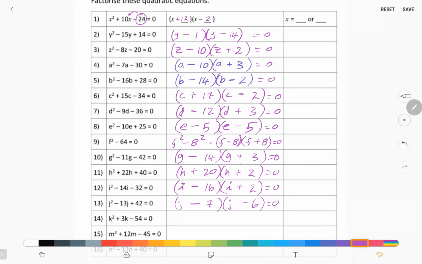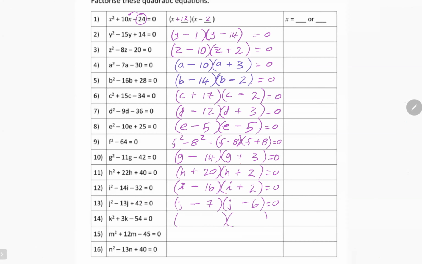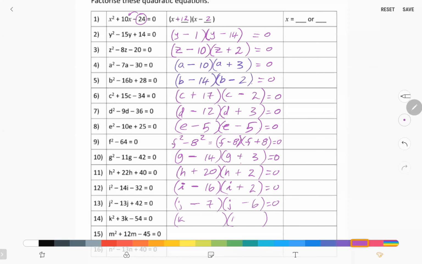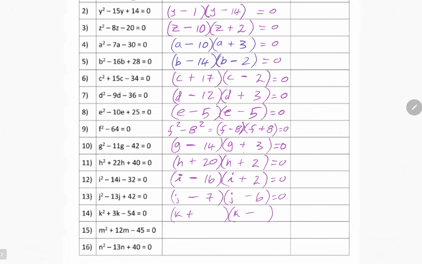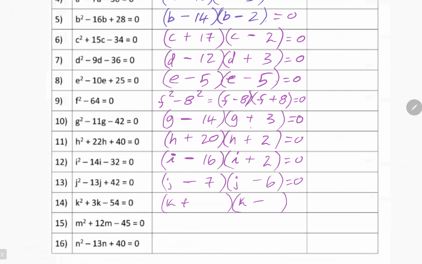All right, the next one has k squared in front again, so we know it's k and k. The signs in the bracket are different. Give the larger one the plus. So it's plus, minus. We want factors of 54 where the difference is 3. What are those factors?